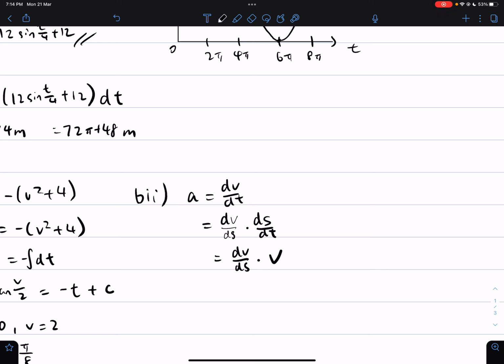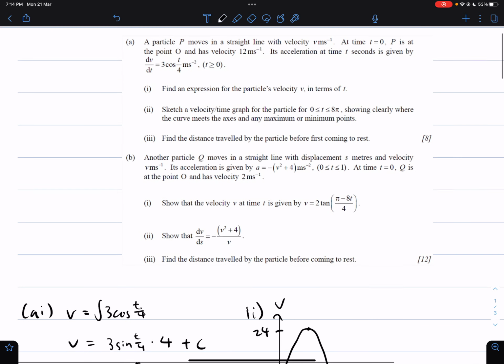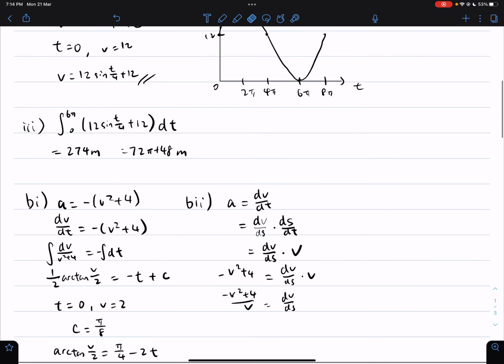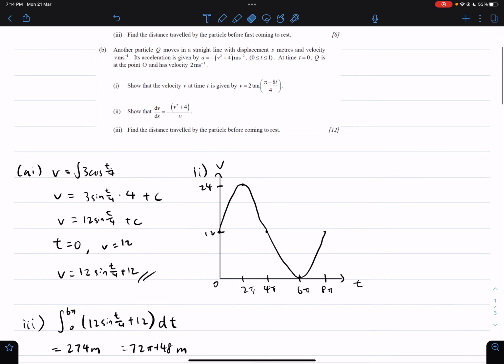And what is the equation for a again? a is negative v squared plus 4, which equals dv over ds times v. And so dv over ds just becomes negative v squared plus 4 over v, which is the same answer as what they got.